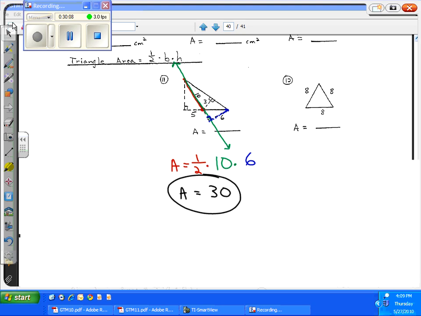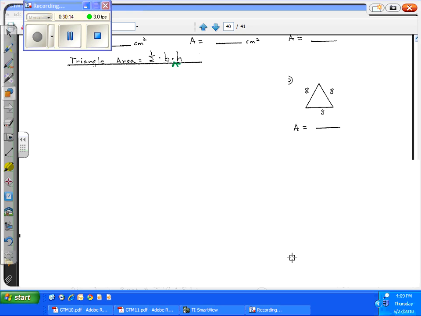Number 12. If you memorized that shortcut formula for a 30, 60, 90 triangle, then number 12 you know is half a side squared, square roots of 3. Half a side squared, square roots of 3. Half of 8 is 4. Squared is 16 square roots of 3. Half of a side squared, square roots of 3.